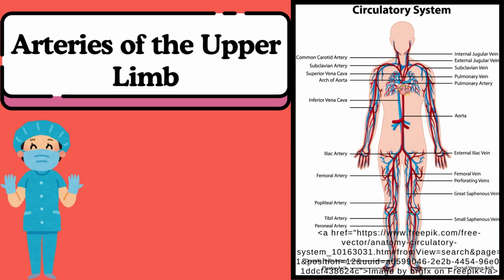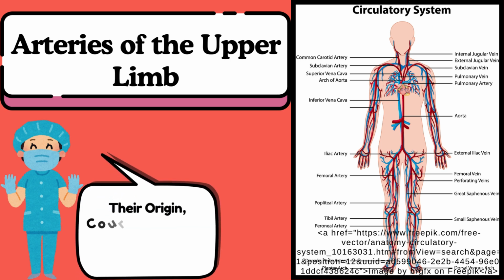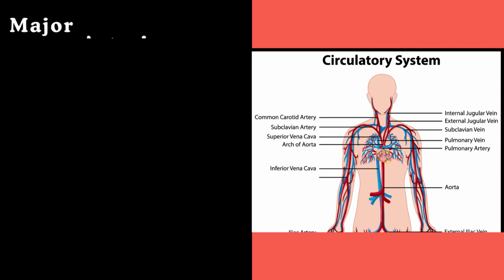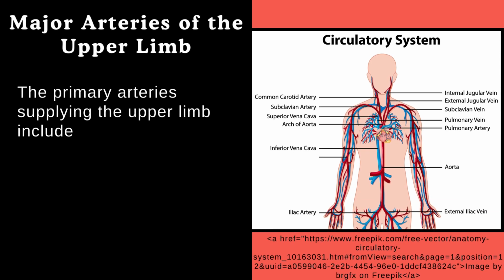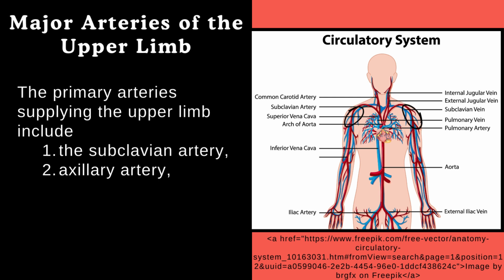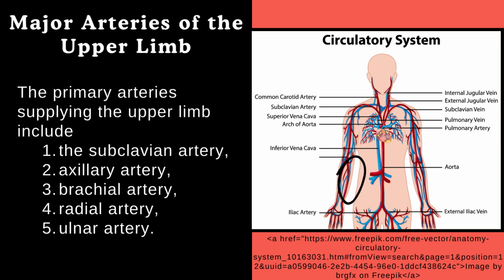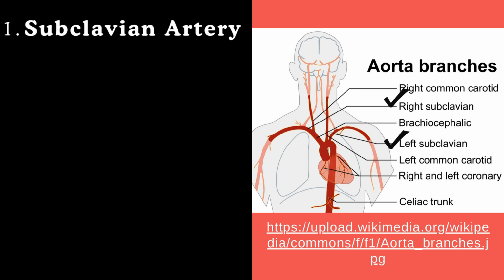In this video, we will talk about the arteries of the upper limb, their origin, course through the body, and their branches. What are the major arteries of the upper limb? The primary arteries supplying the upper limb include the subclavian artery, the axillary artery, the brachial artery, the radial artery, and the ulnar artery. We will begin with the subclavian artery.